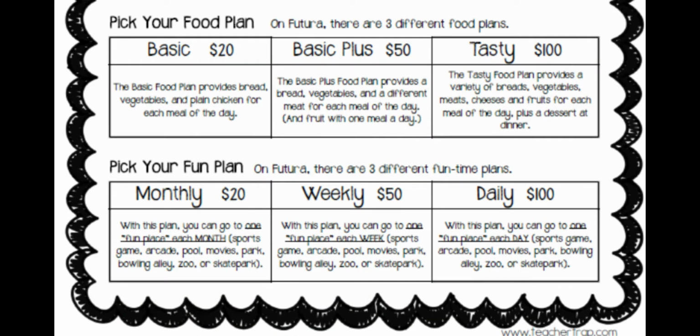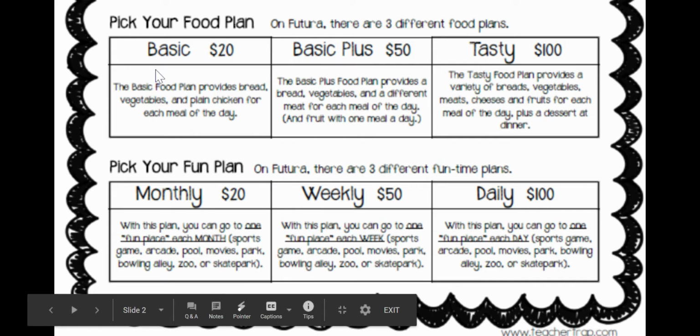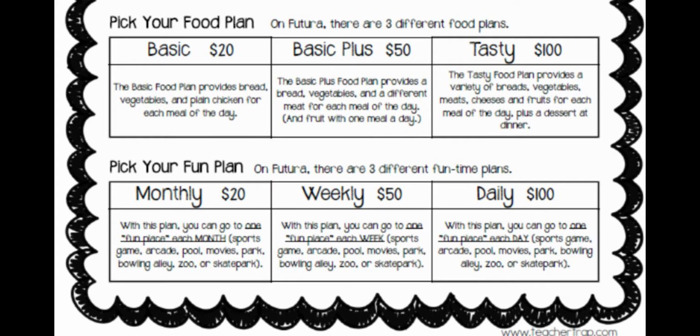All right. The next 2 things we have to choose are our food plan and our fun plan. The food plan starts with a basic, and a basic food plan provides bread, vegetables, and plain chicken for each meal of the day. So you get bread, vegetables, and chicken. The basic plus meal, you're going to get the bread and the vegetables, but it's not just chicken. This time you can get different types of meat. So maybe sometimes you have chicken, but sometimes you have a hamburger or taco meat, right?